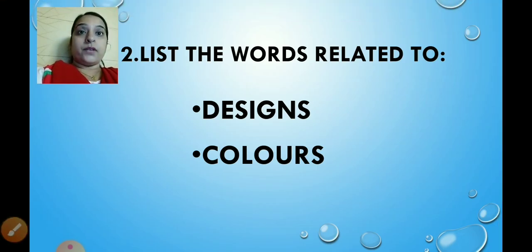Now children, word register. List the words related to designs, colors. Children, for designs, you can write dots, lines, curvy shapes. Then colors, blue, orange. These were the colors which were used, and also made from natural things. So you have to write this in your book, the words related to designs and colors. Children, this is also known as word register.